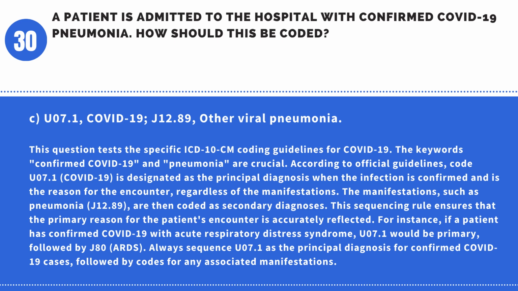This sequencing rule ensures that the primary reason for the patient's encounter is accurately reflected. For instance, if a patient has confirmed COVID-19 with acute respiratory distress syndrome, U07.1 would be primary, followed by J80, ARDS. Always sequence U07.1 as the principal diagnosis for confirmed COVID-19 cases, followed by codes for any associated manifestations.